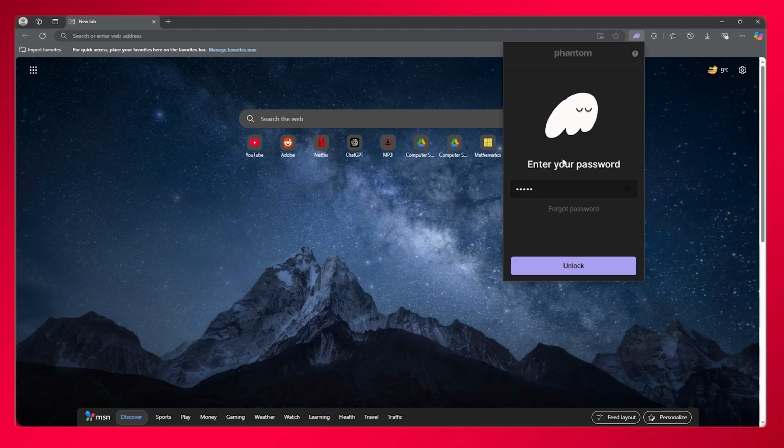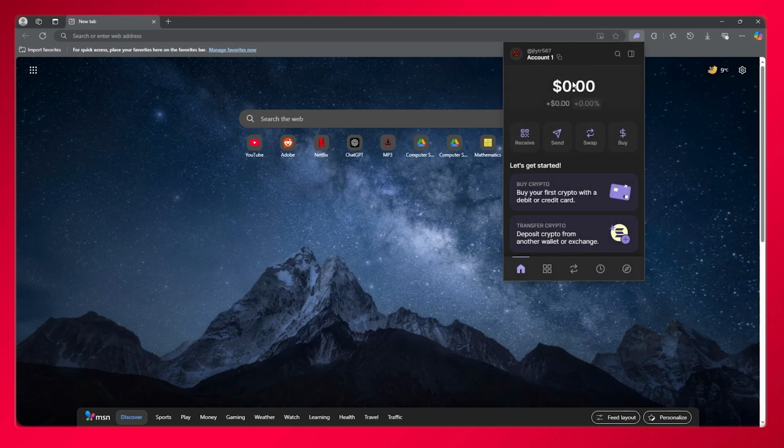So we're going to be entering ourselves into our Phantom Wallet. And once you're over here, if you have some type of crypto or stock in your Phantom Wallet, how are you going to go ahead and withdraw it to your bank account?